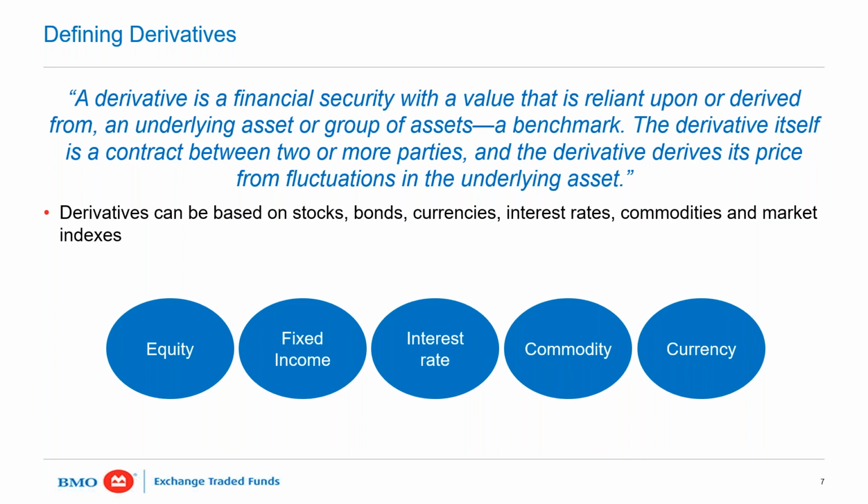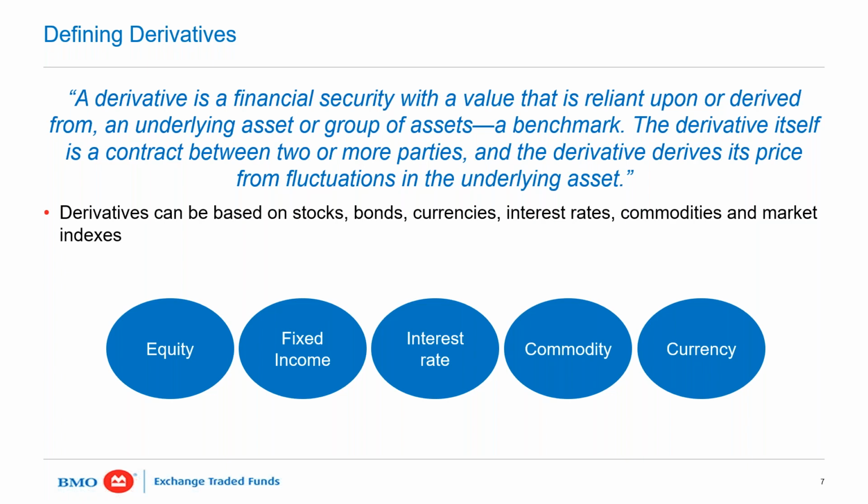Just to take a step back and define, what is a derivative? In essence, it's a financial instrument that derives its value from some other financial instrument. So, in contrast to a stock, a stock has value because it represents ownership in a company, or a bond has value because it represents an obligation from a company to pay interest and then a principal back to the bond holder.